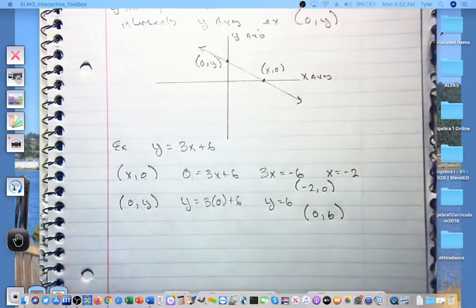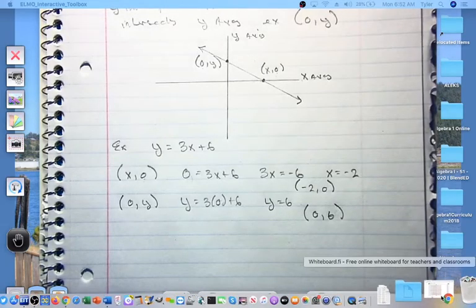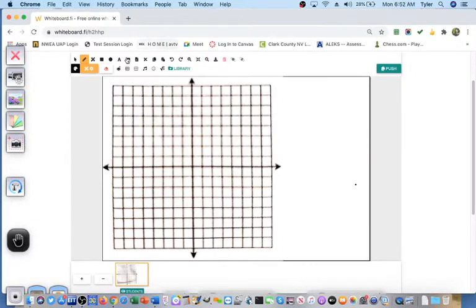So I'm going to go ahead and take a second here and just show you what this would look like graphed. We're going to graph most of these. So my coordinates are negative 2, 0. So negative 2, 0. And my other coordinate was 0, 6. So 1, 2, 3, 4, 5, 6. The numbers worked out very cleanly.